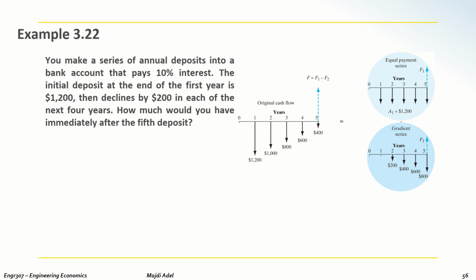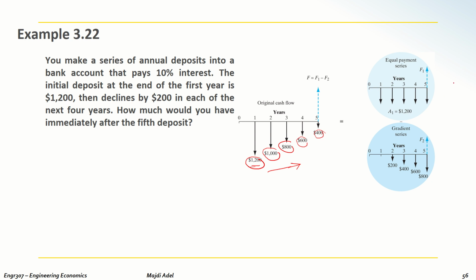You are putting your money in the bank. The first year you will pay $1200, but the year after you will put in $200 less. So it's going to be 1000. The year after that it's going to be 200 less, so it's going to be $800, $600 and $400. So this is a gradient cash flow, linear gradient cash flow. It is a decreasing cash flow because the amount is decreasing. 1000 is decreasing by 200.